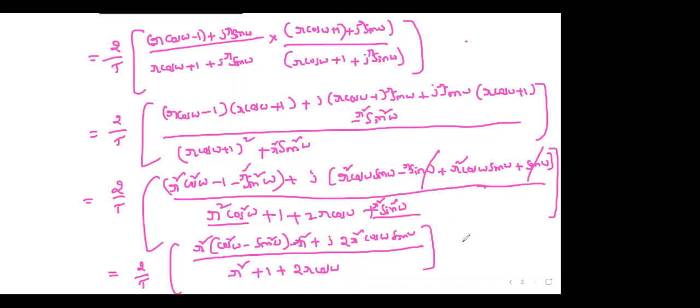Numerator, sir: r square cos square omega plus 2jr cos omega sin omega minus 1 minus r square sin square omega, sir. Okay, so here r square sin square omega, here it should be plus. That is the doubt. How did we get plus here? We should get plus.